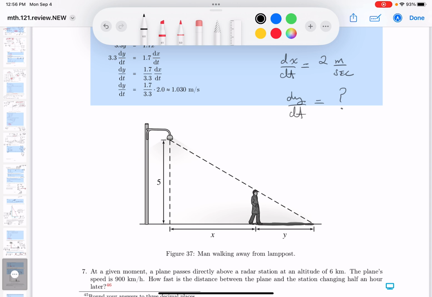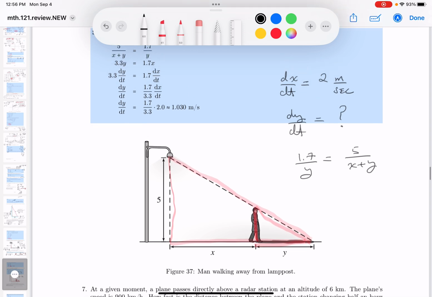All right. Now, one thing I want to point out to you is similar triangles. And I'm going to talk about this triangle here. Let's write that down. So I know that the height of that guy is 1.7 over y. And it would be similar to this triangle. And what would that be? Well, that's going to be 5 over x plus y. And this is my relationship between x and y.